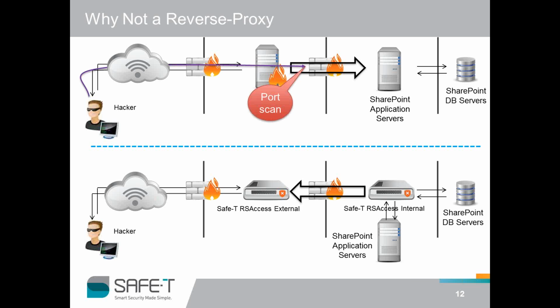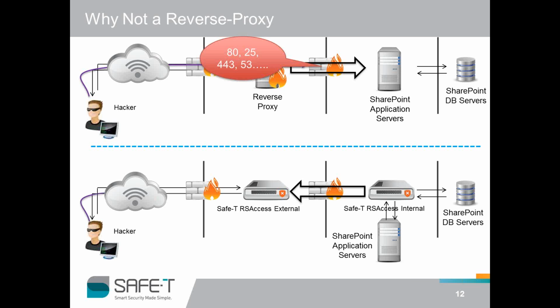So when a hacker performs a port scan on the firewall, in the case of a reverse proxy, usually, quite easily, it will find all the open ports from the DMZ into the internal network. When the same operation is done by the hacker on RSAccess, there are no incoming holes in the firewall, therefore nothing can be open, nothing is scanned.